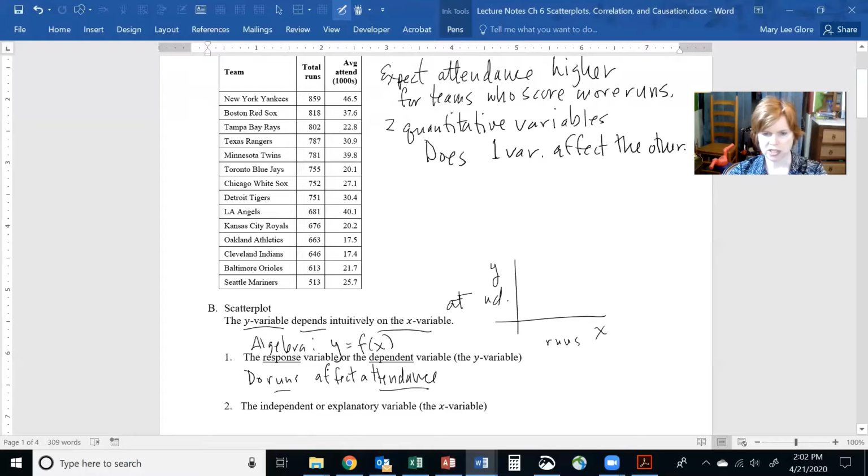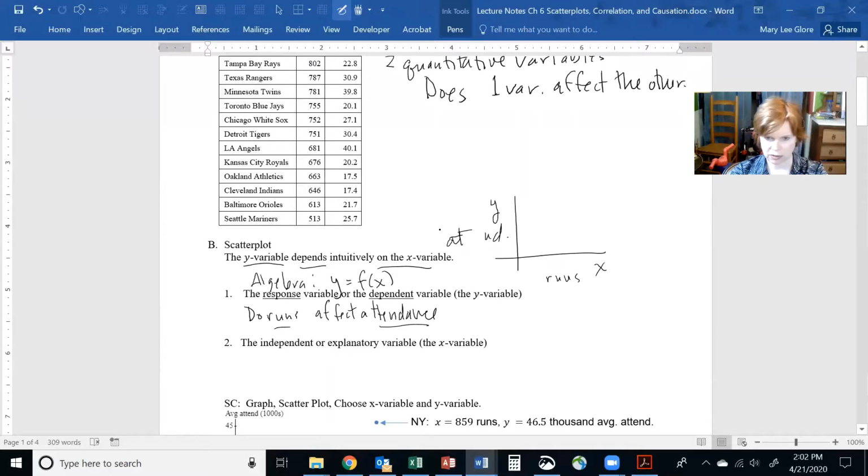It's also called a response variable. Attendance is a response to runs. So more runs, the response would be more attendance. Fewer runs, the response would be fewer attendance. Then the x variable would be the runs. So here I'll put that y is attendance, and here x is going to be my runs.